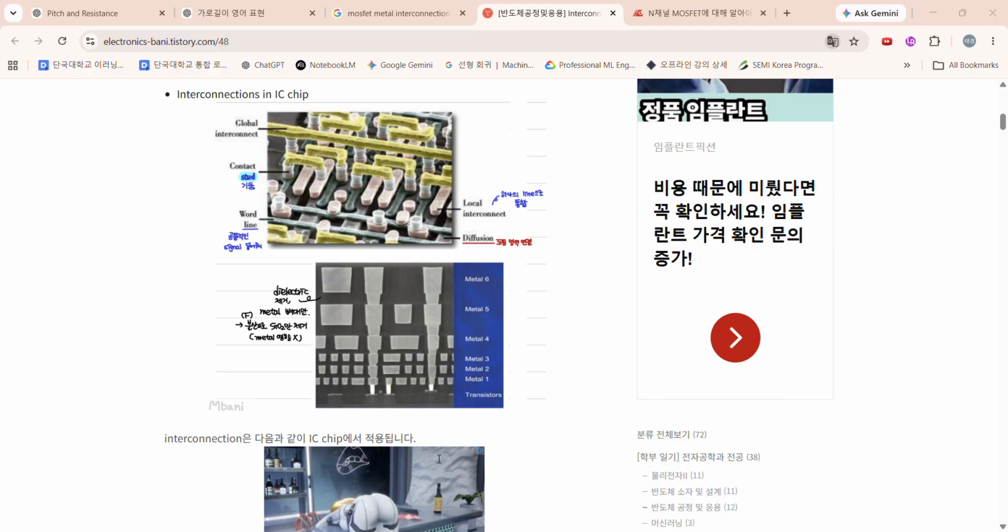Before that we need to know the concept of resistance. This big letter is R, and R means resistance. So resistance is rho times L over A. So it is proportional to rho. Rho is resistivity, and I said about it.